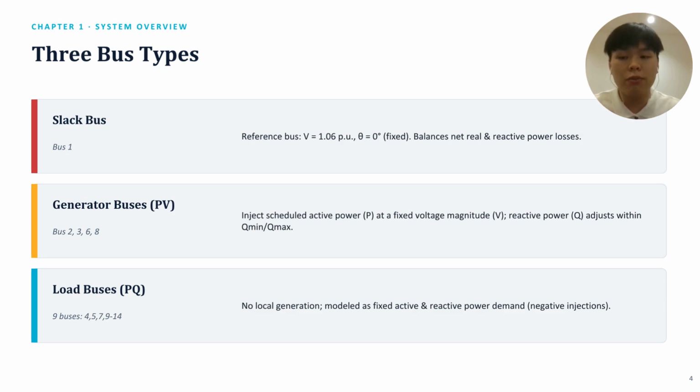They inject a scheduled amount of active power while holding the voltage constant, and their reactive power output adjusts dynamically within upper and lower limits to maintain that voltage. The remaining nine buses, which include bus 4, bus 5, 7, and 9 through 14, are the load buses, or what we call PQ buses, with no local generation. They simply represent fixed active and reactive power demand, acting as negative power injection in the calculation.